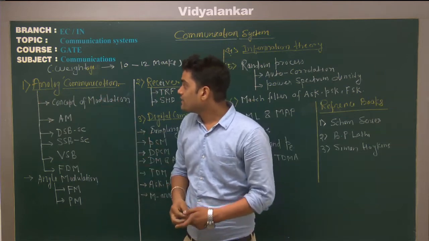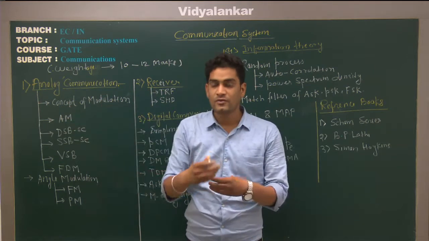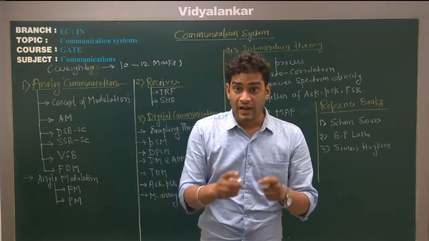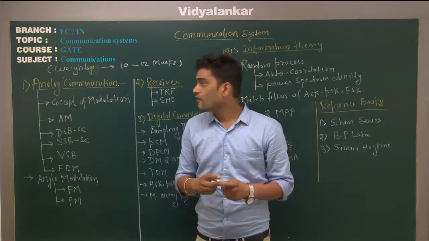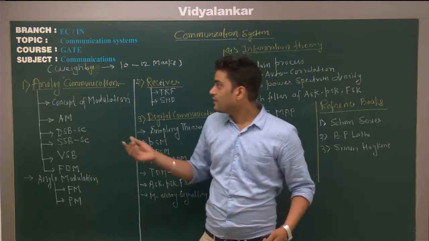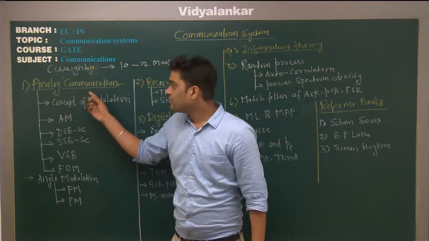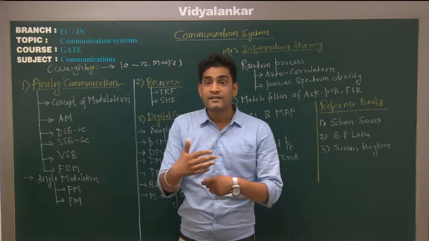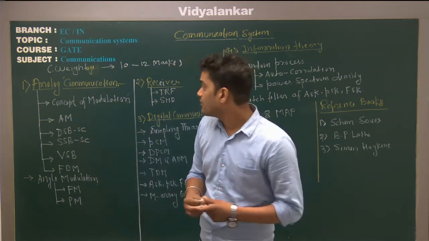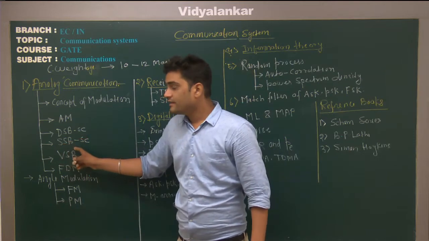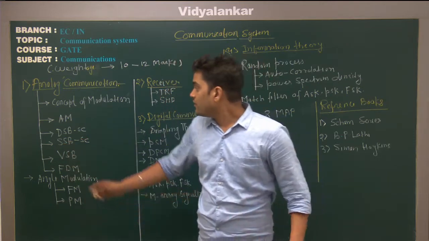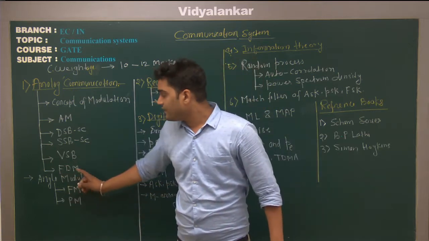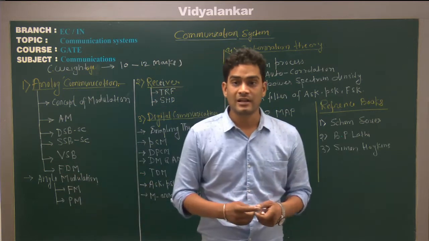In analog communication, we have to study the concept of modulation. What is modulation? What is the need of modulation? And what is the basic idea of modulation? After that, in this chapter we have to study AM, amplitude modulation, DSB-SC, double sideband suppressed carrier modulation scheme, SSB-SC, single sideband suppressed carrier, VSB, vestigial sideband suppressed carrier, and FDM, frequency division multiplexing.